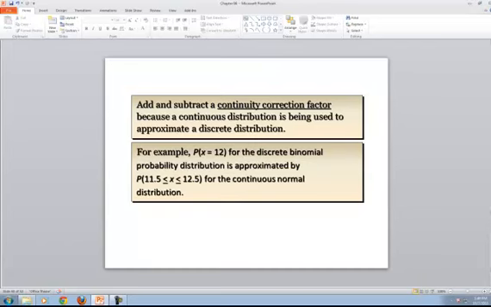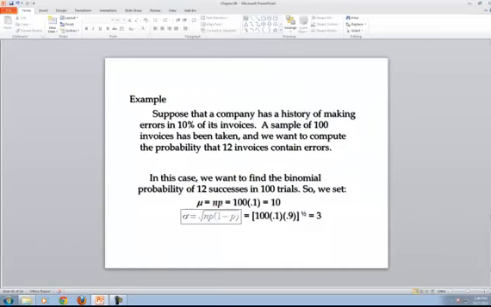So let's try an example. Suppose that a company has errors in 10% of its invoices, and a sample of 100 invoices has been taken, i.e. n equals 100, and we want to compute the probability that 12 invoices contain errors. To reiterate, n equals 100, p equals 0.1. Are the two criteria fulfilled for using the normal approximation? Please take a minute to find out for yourself.